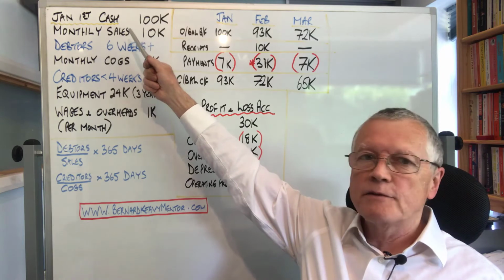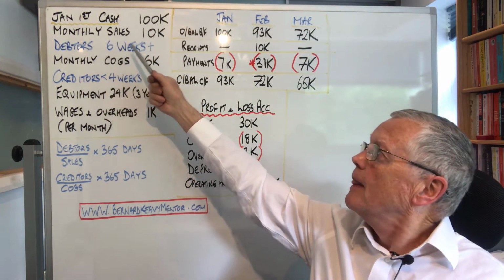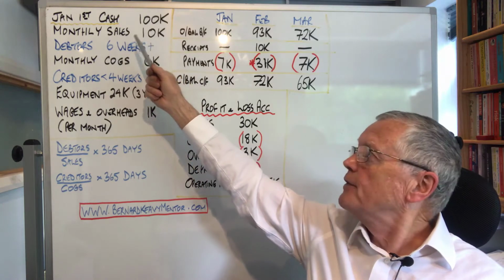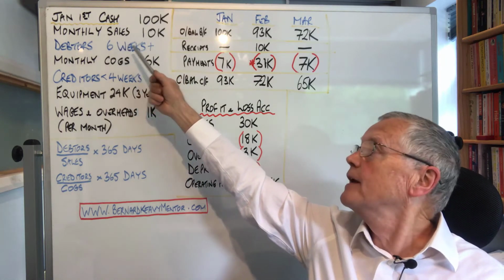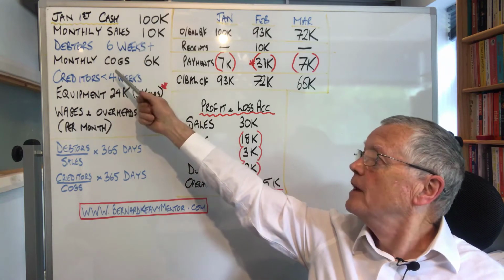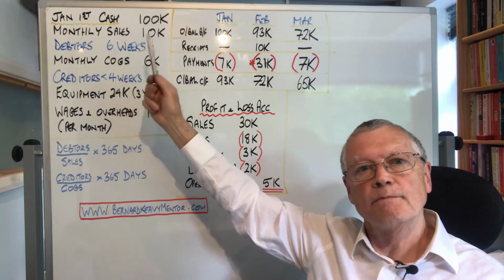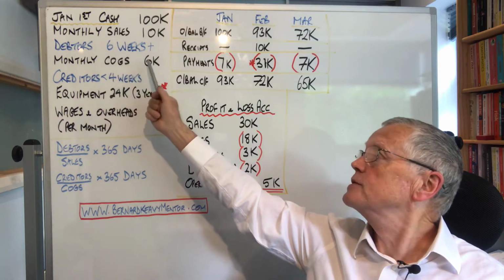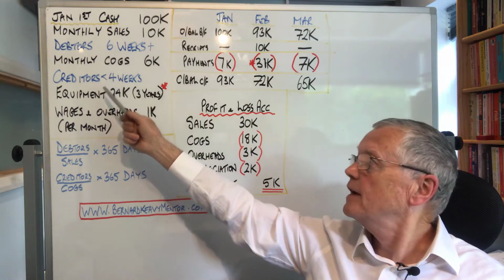Someone starts business on the 1st of January, they start off with 100,000 cash at the bank. They've got monthly sales every month of 10,000 and their debtors, the people they sell to, are taking on average 6 weeks plus to pay them. They've got cost of goods sold, so it costs them 6k to produce or sell or buy in those goods, and they're paying their creditors typically less than 4 weeks.